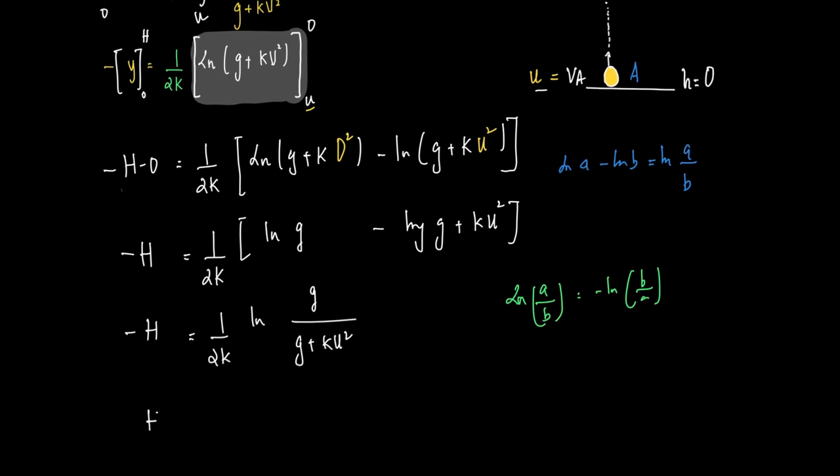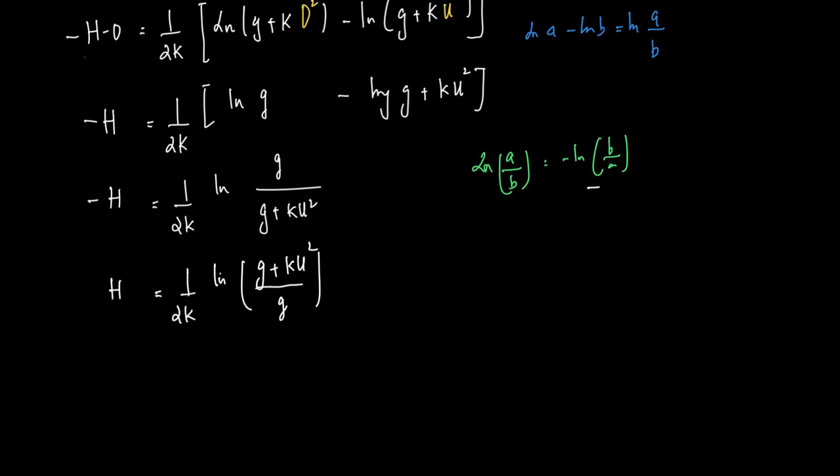Therefore, if I multiply this by the entire minus, this becomes h is equal to 1 by 2k into ln. Now using this property, I can write it the other way around. This becomes g plus ku square by g. Therefore, h is equal to 1 by 2k into ln of g by g, which is 1, plus ku square by g. Okay, so yeah, a bit lengthy one.